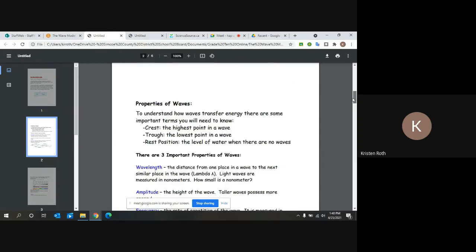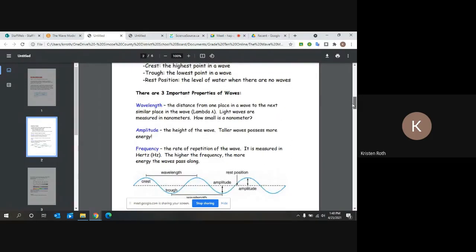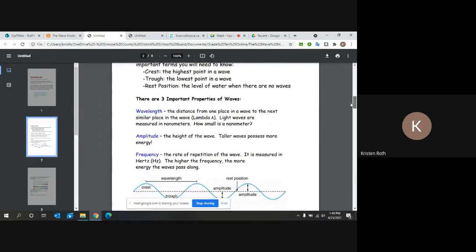So the crest is the highest point of the wave. So we got a little chart down here, which is very nice to see. So the crest is the highest point in a wave, and the trough is the lowest. And see that dotted line, I said is the neutral position, also known as the rest position. Okay, so the level of water when there are no waves. So if, before you jumped in the pool, it was calm, the water would be sitting right here on that rest position. But then you jumped in the water, bringing your energy with it, and now you're causing those waves to go up into a crest and down into a trough.